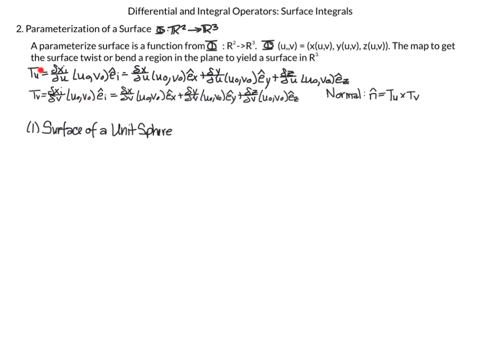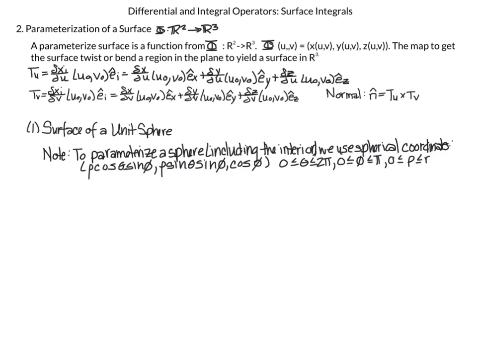But before we use this, let's do some parameterization of particular surfaces. The first one is the surface of a unit sphere. We start by noting if we wanted to parameterize an entire sphere, not just the surface, but an entire sphere, including the interior, we will use spherical coordinates. So we'll have rho cosine theta sine phi, rho sine theta sine phi, and rho cosine phi.